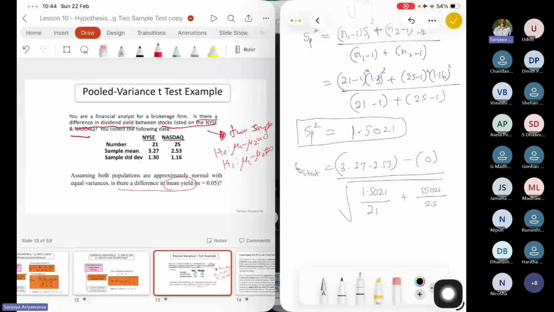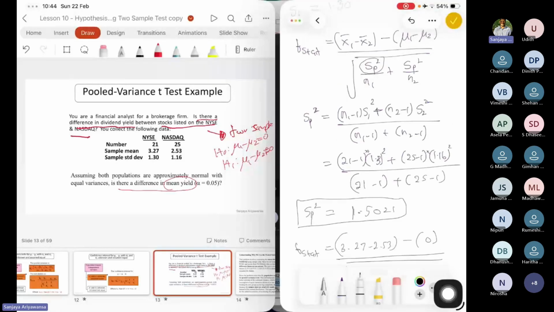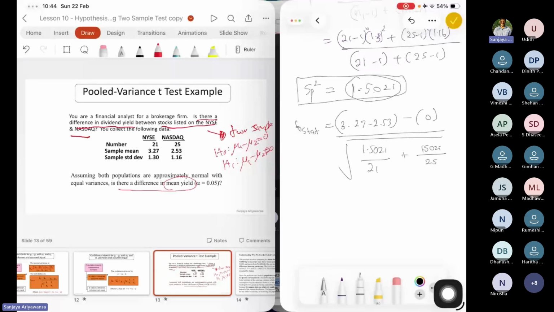But remember, what do we have to put here? We are putting sp squared, and we've already calculated sp squared. Some students go and square this value 1.5021 and put it here, given the time and the exam pressure and all that. So those are small mistakes that one can make. So here you will get the value of 2.40 as the t-test statistic.